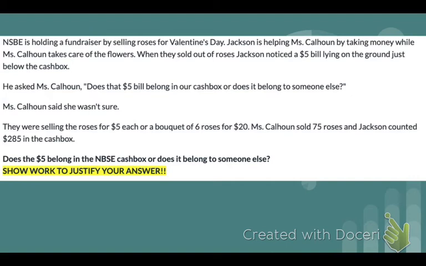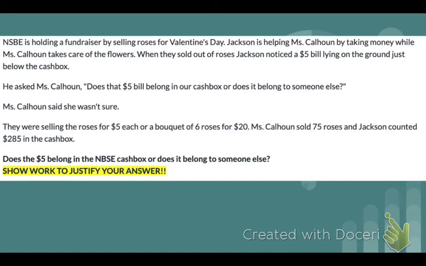So Jackson's helping Miss Calhoun by taking money while Miss Calhoun takes care of the flowers. But then they're done, and Jackson looks down on the ground and he finds a $5 bill. And he wants to know, does this $5 bill need to be put back into the cash box? Or is this $5 bill just random? It's someone else's entirely. But Miss Calhoun doesn't know. So they need to see how many roses they sell to see if it belongs to a rose or not.